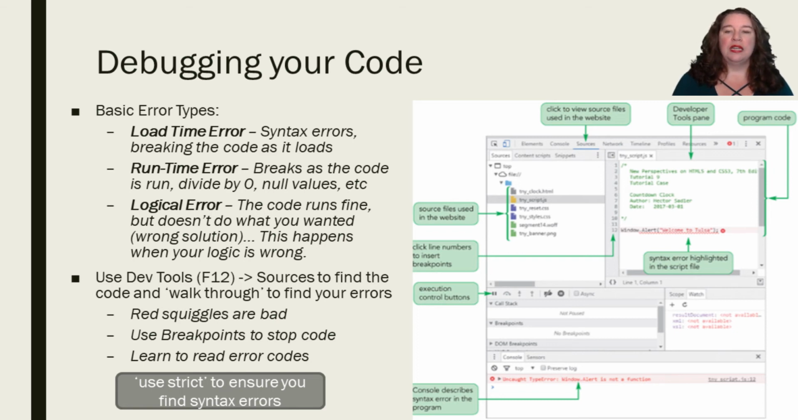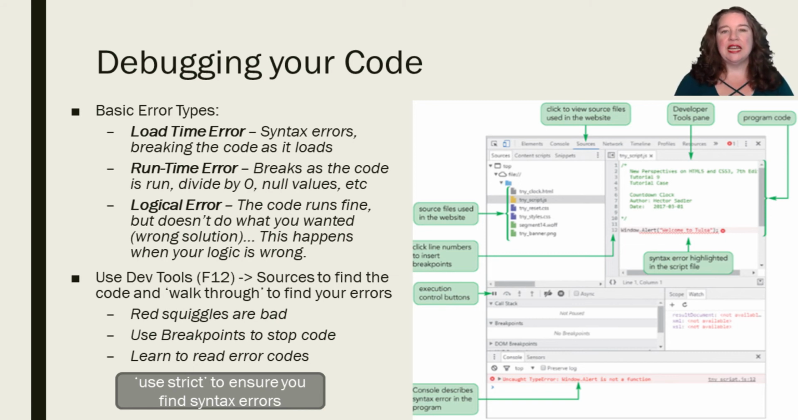Now, the little red squigglies are going to give you syntax errors. They're going to give you load time errors. So if you ever run your page and you look at DevTools and you see a little red X with a little 1 or 2 or 7 next to it, you know you've got some syntax errors. You need to go fix those.